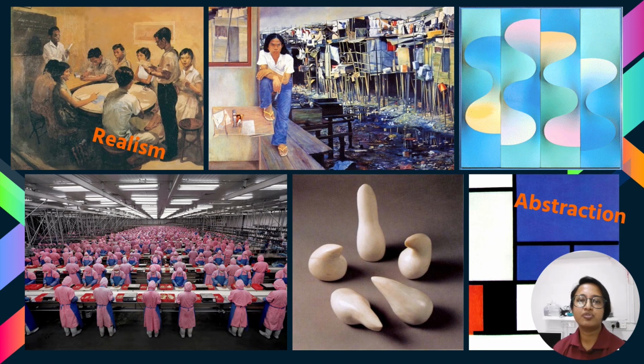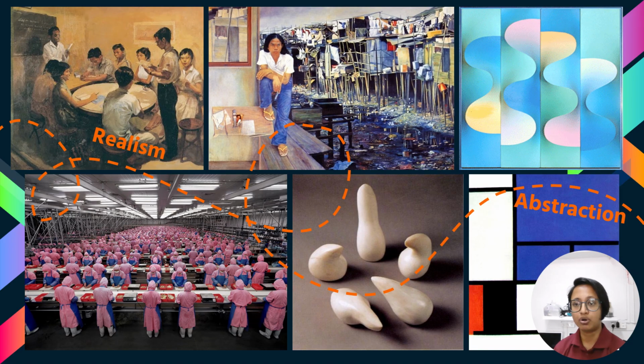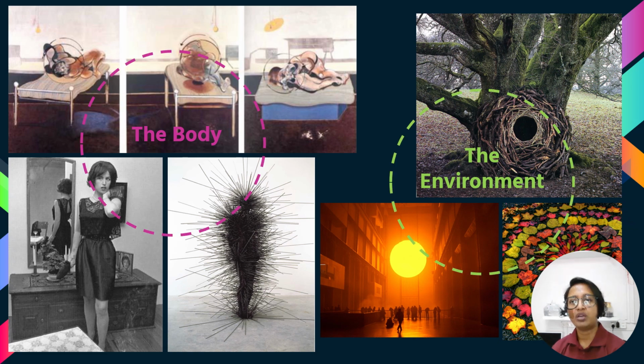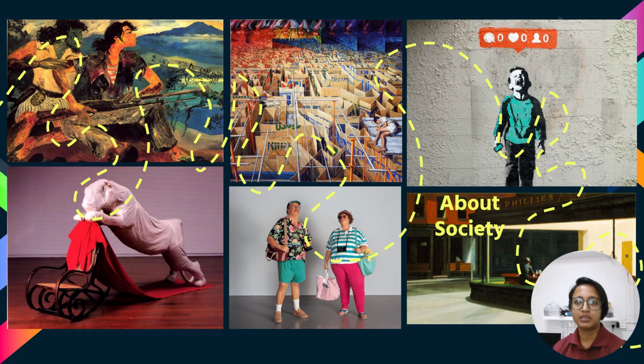So just to run through very quickly, these are the topics that we will cover. There is a topic about realistic representations and abstraction as well. So if you are interested in any of these, you should definitely take H1 or H2 art. We will cover both of them. And then we even go into topics like the body, environment, and even society.